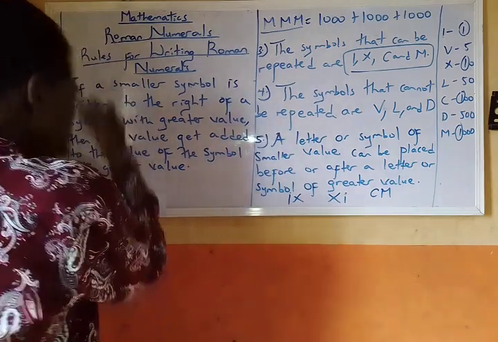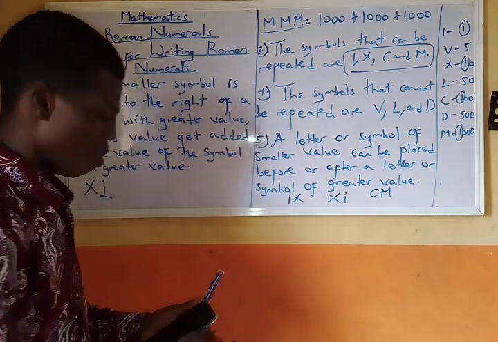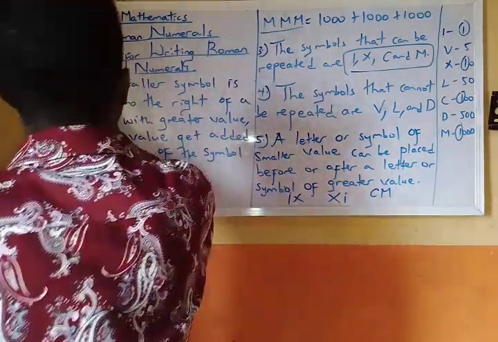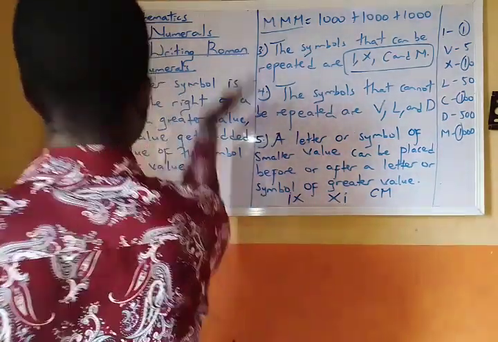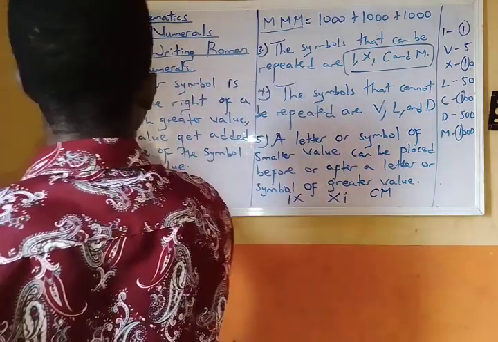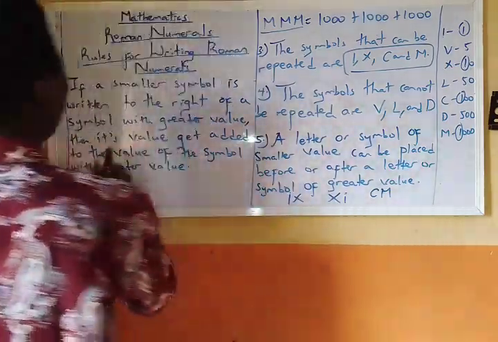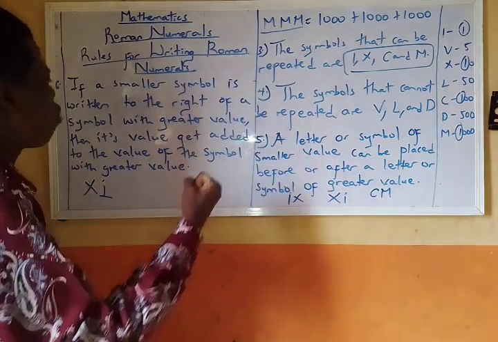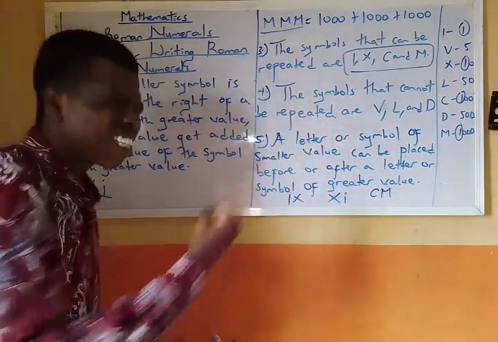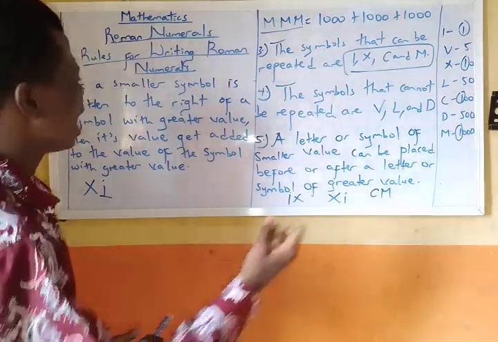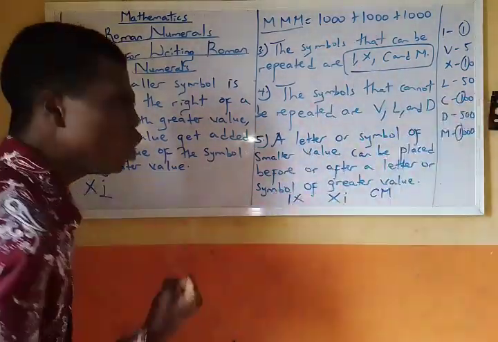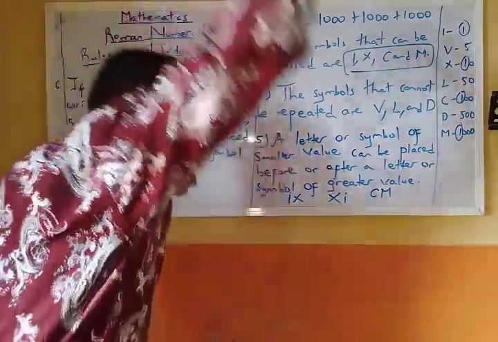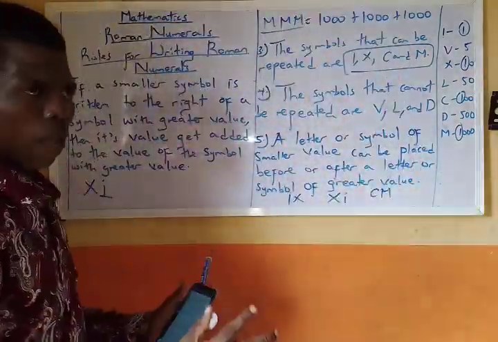I'll just combine rule 6 and rule 7 for you that way. So you can write rule 7 yourself now: if a smaller symbol is written to the left of a symbol with greater value, then its value gets subtracted from the value of the symbol with greater value. Are we together now?